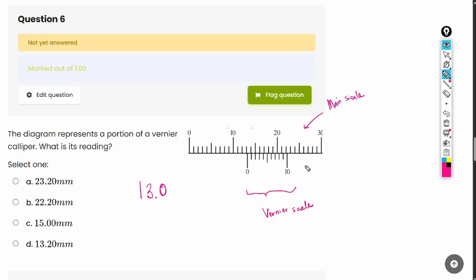And then for my vernier scale, I would read to know what the other decimal place is. On your vernier scale, you look for where the marking on the vernier scale intersects perfectly with the main scale, and that gives you the tenth that you're looking for. If you look at this, this happens here, at point 2, where you can see that perfect intersection. So I'm going to add my 0.2, giving me a reading of 13.2 millimeters. That's option D.